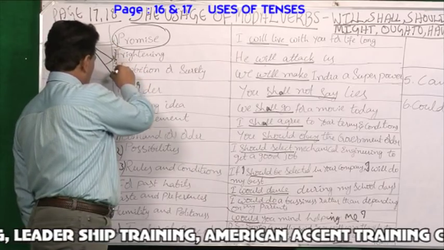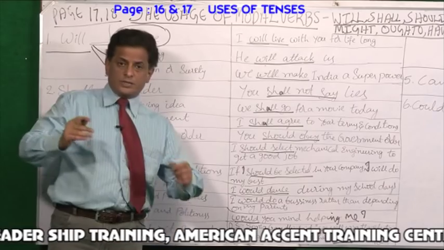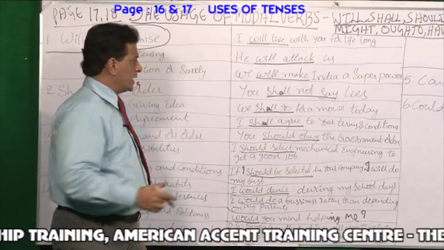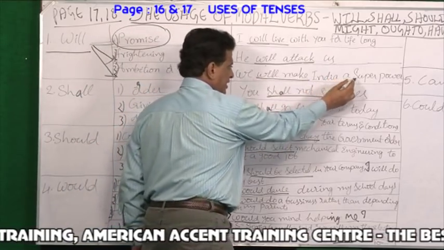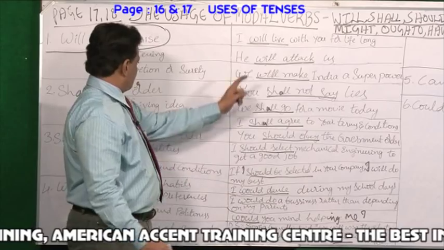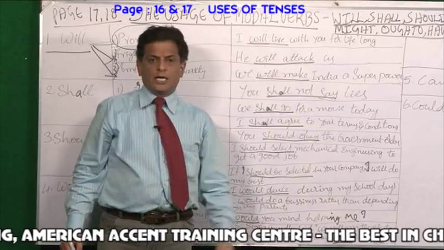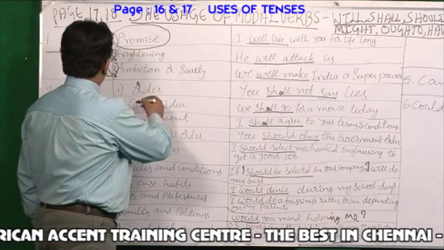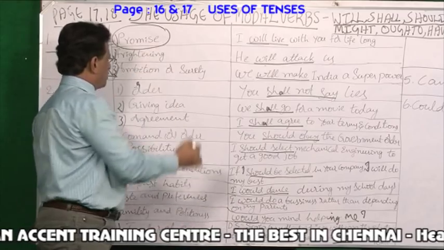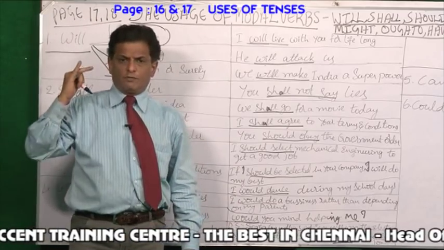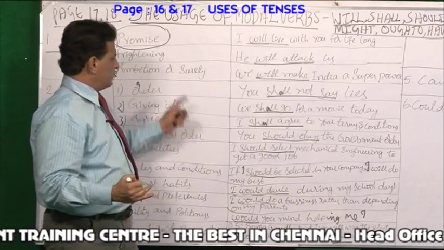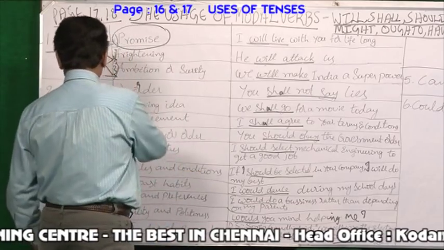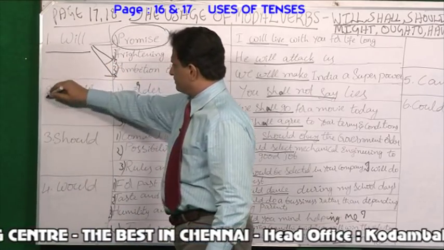Third place where you use this will is to say something that you are ambitious about, something that you are very sure about. Here, we will make India a superpower. It is an ambition, it is a surety. At the time of surety, you are using this word will, present tense modal verb. So will is used in 3 places. Number 1 is promise, number 2 is frightening others, third place is surety and ambition.